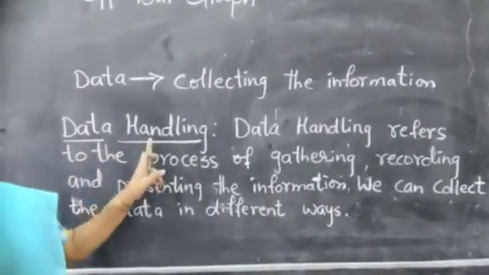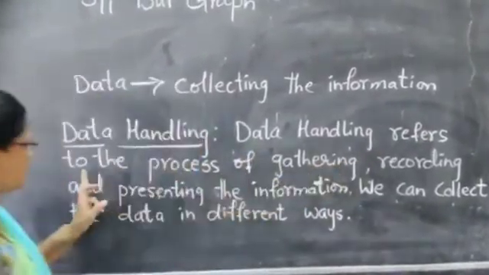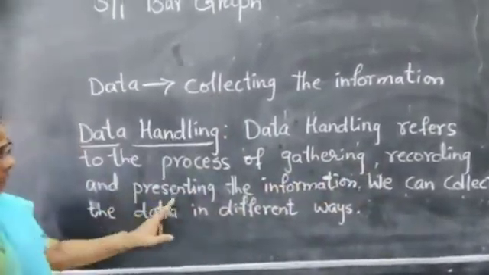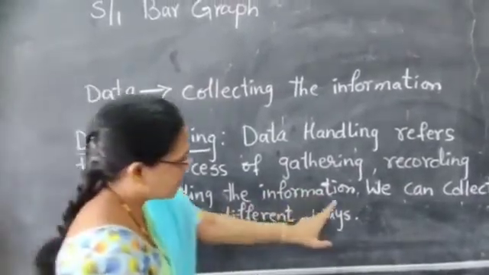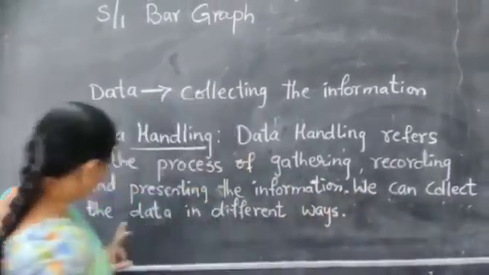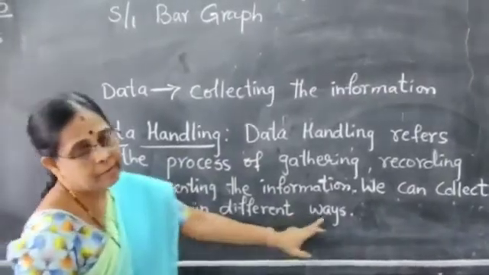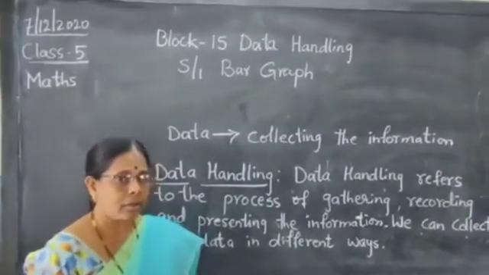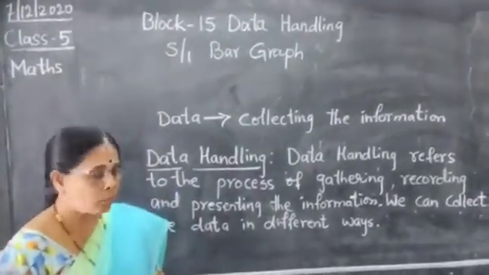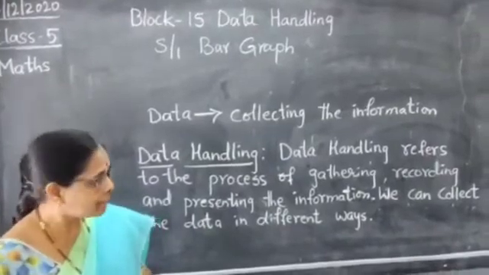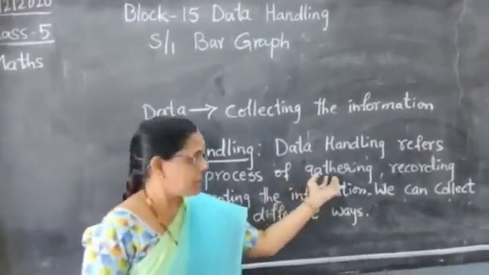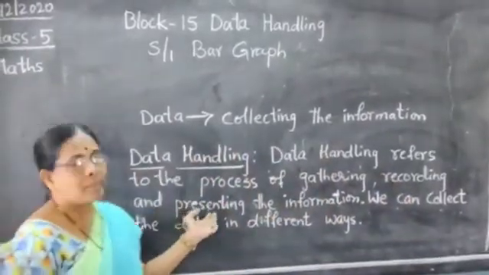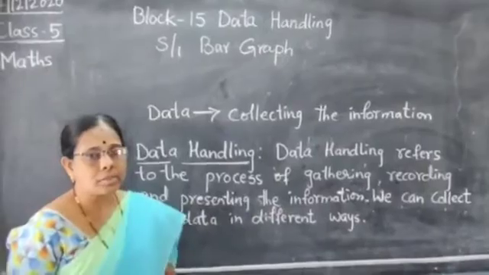Data handling refers to the process of gathering, recording and presenting the information. We can collect the data in different ways. See children, now I gave the example of COVID. First, what will they do? They gather the information of COVID patients, and first they will gather, then they will record and present it in the news.